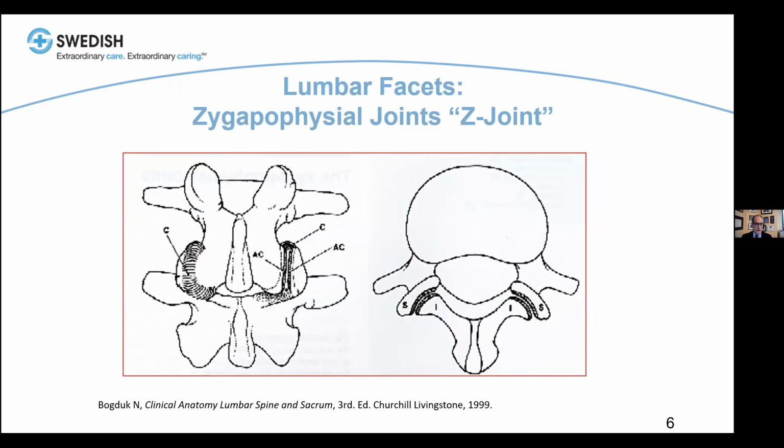This is another diagram, just more looking at the facets. Remember the facet joints, there's a superior and inferior articular facet. These are diarthrodial joints. So they have superior and inferior articular processes, and they also have a capsule, just like your hip, your knee, and other joints in the body. And they can develop synovitis, stiffness, capsular laxity, arthritis, and then instability.